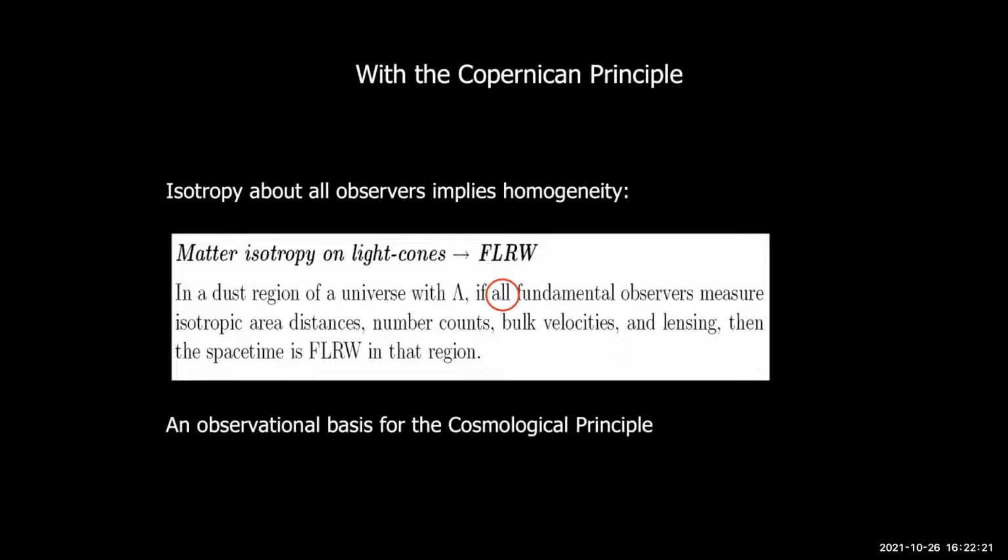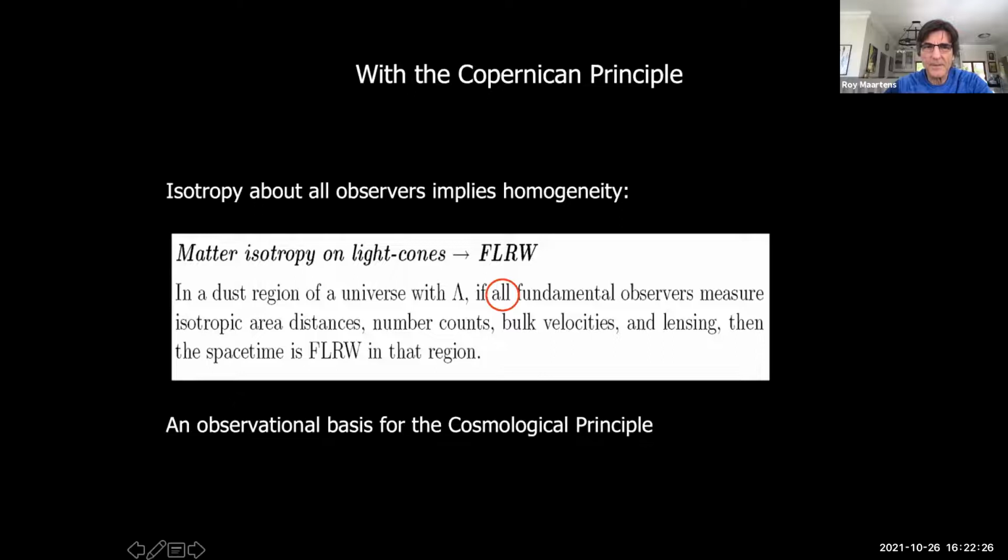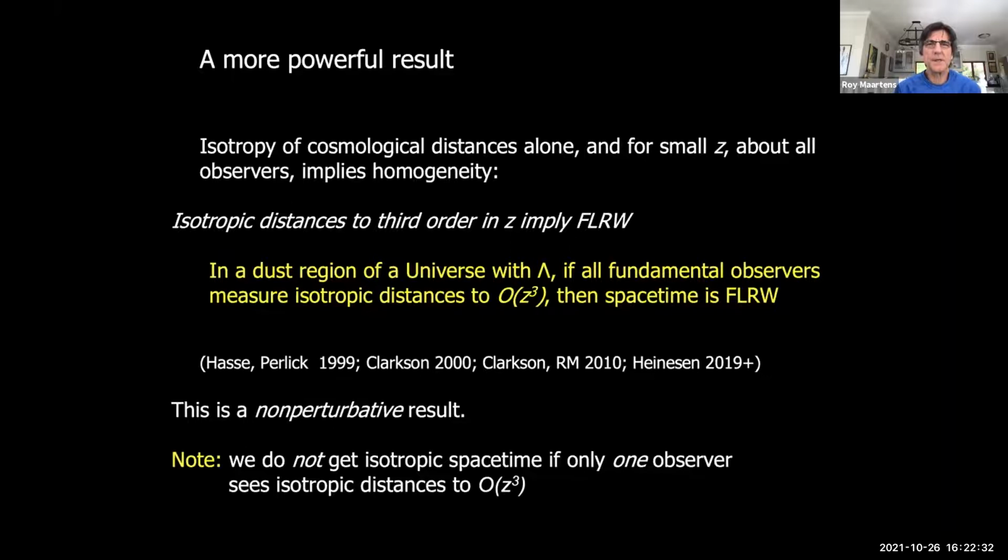Right, there we are. Sorry, a more powerful result, which in a sense is an interesting corollary. It's interestingly similar to the three multipoles vanishing assumption. And it says the following. If in a dust region of a universe with lambda, all fundamental observers measure isotropic distances to third order in redshift, so you don't have to be isotropic to all redshifts, only to third order in a redshift expansion, then the space-time is Friedmann.